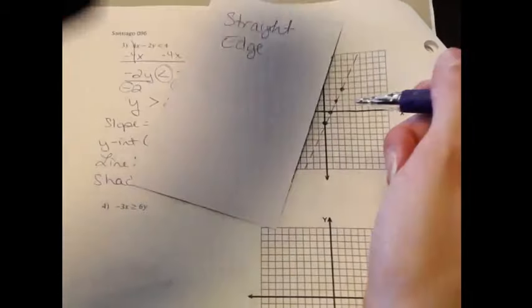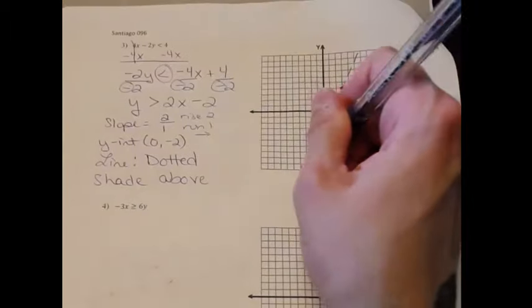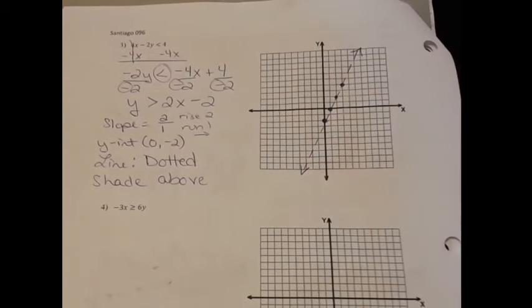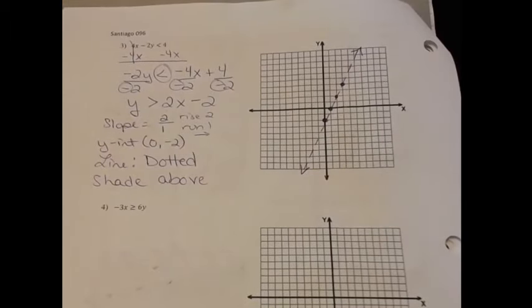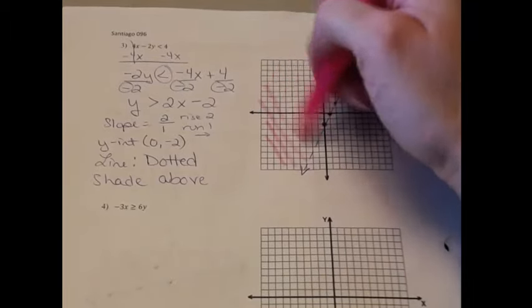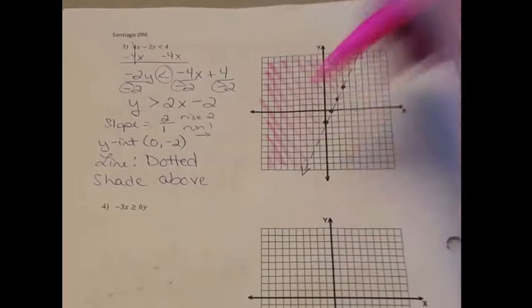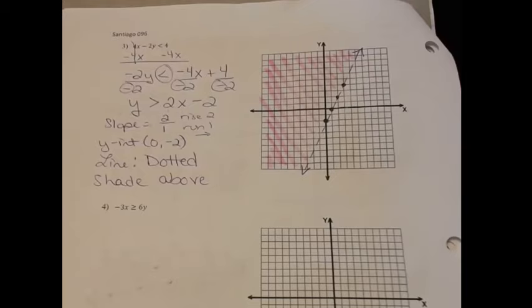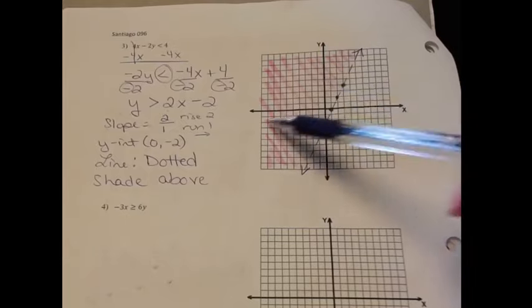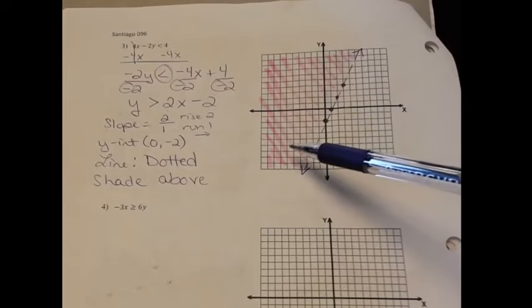And there you have it. Arrows on either end. We've determined that we are going to shade above the line, so that's everything up here. And there's your solution. There's your graph. All of the coordinates in this shaded region belong in your solution.